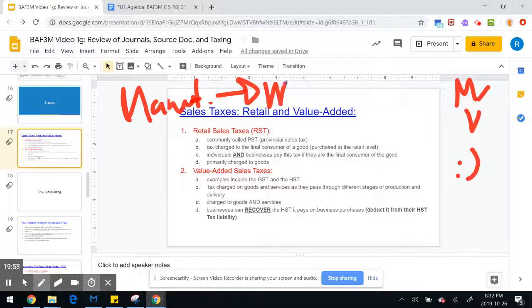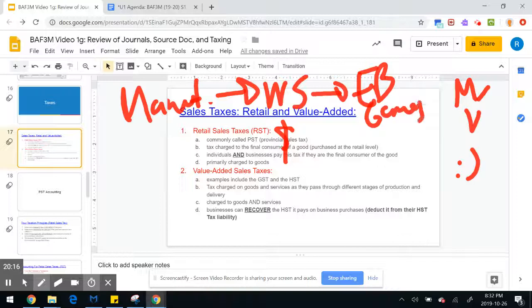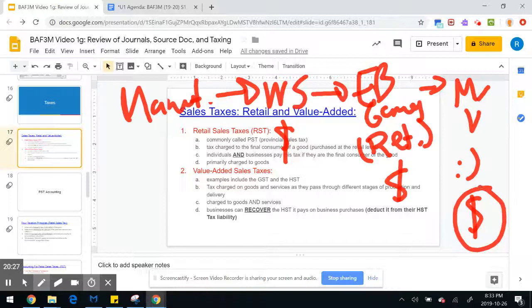They first maybe sold it to a wholesaler, which is a company who isn't actually selling it to me. Maybe they're just breaking bulk or doing it for ease of shipping or any other kind of value. But maybe it was already bought once here, and then maybe they sold it to a retailer like EB Games. So they're a retailer, okay? And then they sold it to me. So PST, retail sales tax, is only charged right here at the end. The retailer, EB Games, when they sell it to the final consumer, it's only charged once, right?